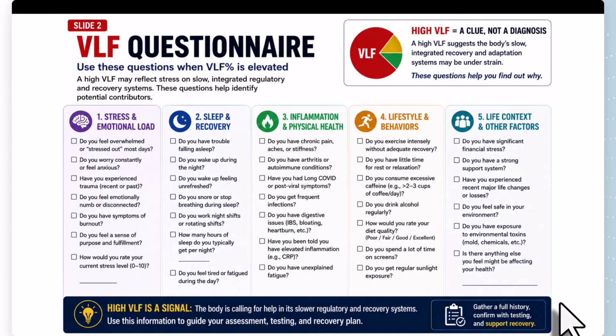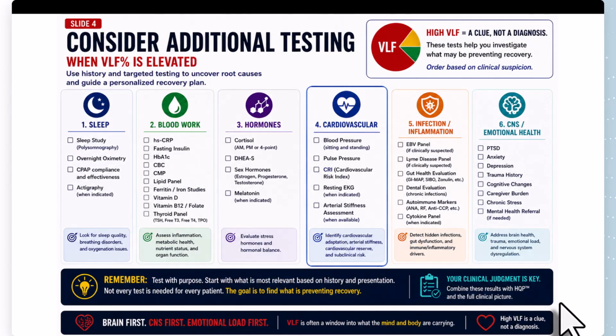And it's not usually just by itself. It's VLF and maybe total power and stress index and all those other things combined. And then you can look at the last section there. So we have that for you to download. So when VLF percent is elevated, use history and targeted testing to uncover root causes and guide a personalized recovery plan, right? So it allows you to be a better detective here, and it just has these things broken down again for you, and you can kind of check those things off, right?